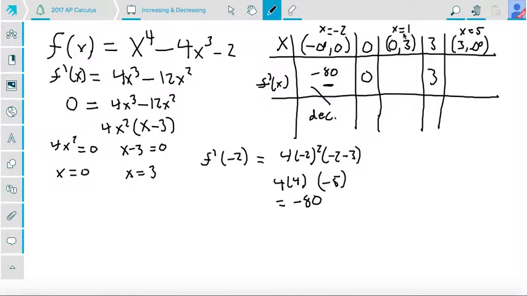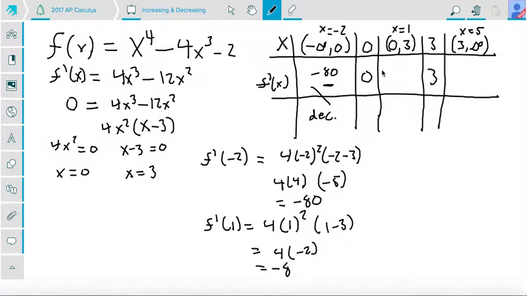Okay, and our next one is at x equals 1. So f prime at 1 will give us 4 times 1 squared times 1 minus 3, which will be 4 times negative 2, which again is a negative value, negative 8. So from 0 to 3, it will be decreasing.